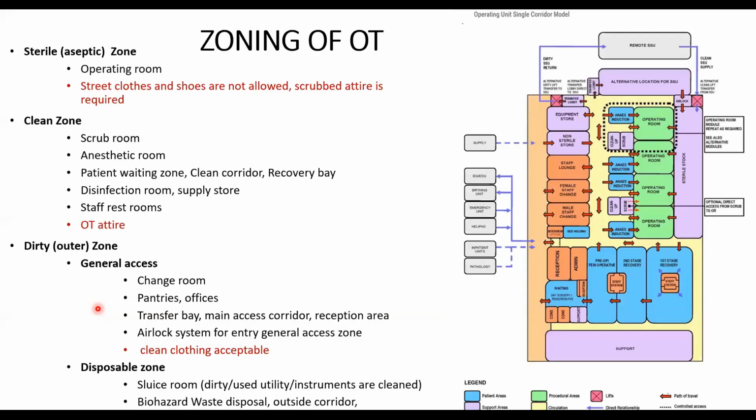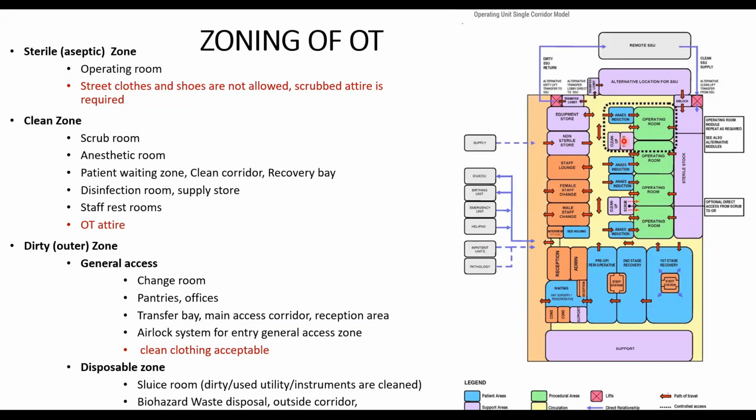So what are the rooms and where are they located? In which zone are they located? The sterile aseptic zone is only one actually, or sometimes 2. The operating room is located in this zone. So this is the operating room, which is the cleanest region. It must be considered aseptic. So those who enter this region must wear OT attire, not normal street clothing or shoes.